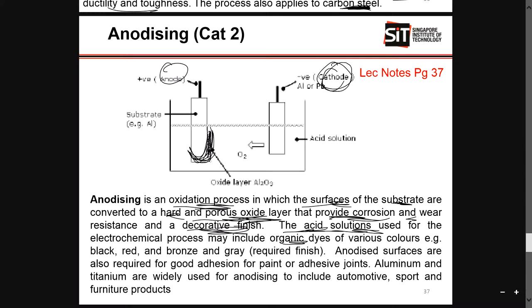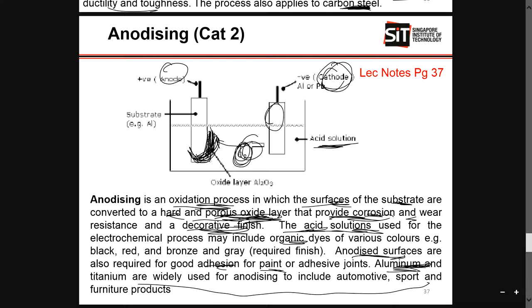So over here, the cathode must be the one that is sending the oxygen out. The acid solution takes out the oxygen and sends it to your substrate, which takes it in and oxidizes, creating a porous oxide layer to protect against corrosion and wear. Aluminium and titanium are widely used for these processes, so you should take note of that. And take note that anodized surfaces are good for adhesion, for paint and adhesive joints if you need it.